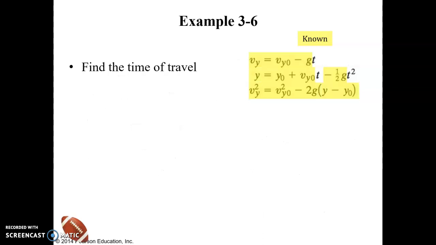Now we want to know how long it's in the air. How long does it take to go up and come back down? So we've got this equation right here that has time in it, and time is the only unknown.